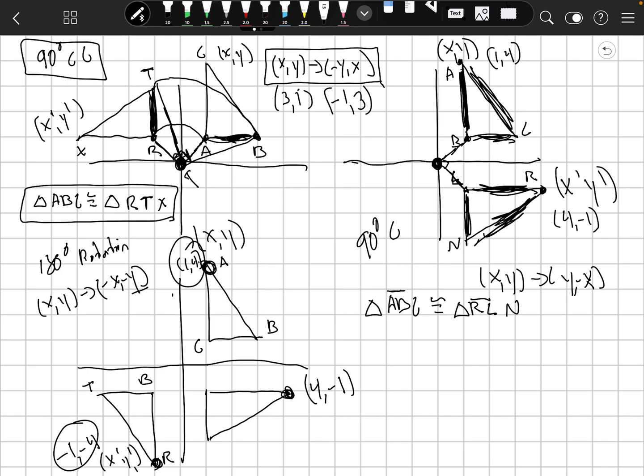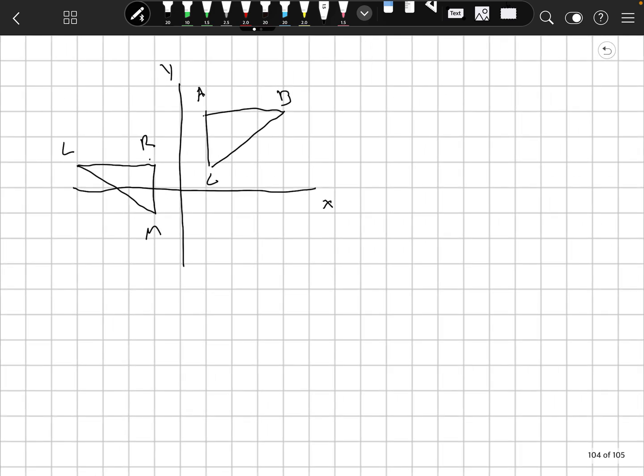You might recognize this as being two reflections as well. It's a reflection over the x-axis and over the y-axis. That would work just as well. Okay, now for the final thing.